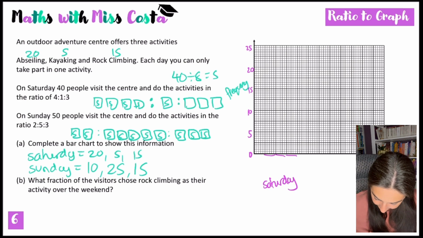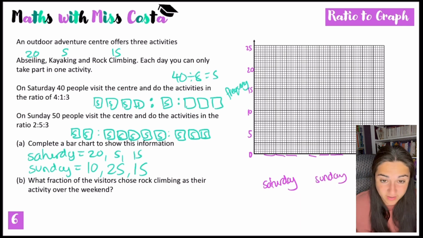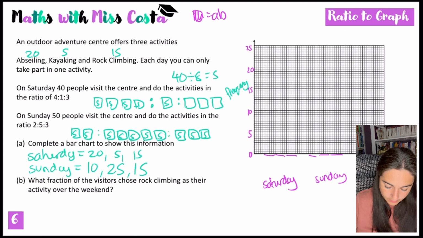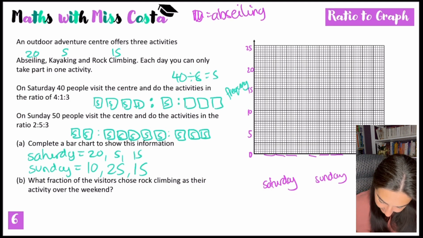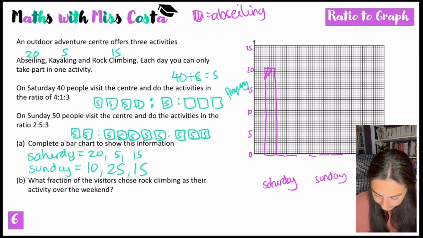and then the Sunday, so 1, 2, 3. Now we're going to want a key because it's a bar chart, so I'll just do it in different colours, but you could do it in different shades when you do it. So on Saturday, the abseiling, let's do the key over here, pink is abseiling, is 20. So I draw a graph up to 20. So that's abseiling on the Saturday, and then on the Sunday, how many abseils? 10. So go up to 10.